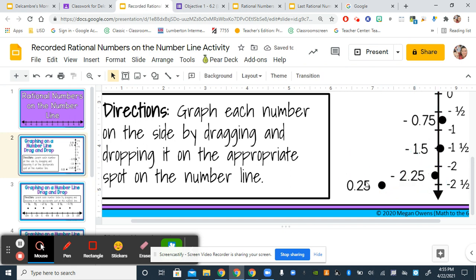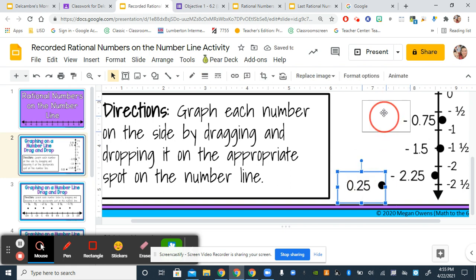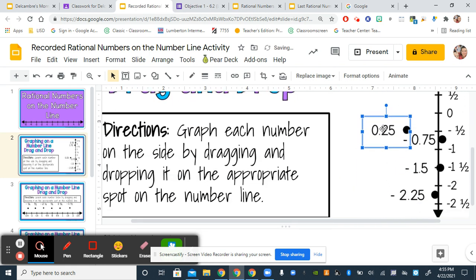Okay, and then .25, that's positive, so it's going to be above 0. And it's going to be under a half, so it's between that half and that 0. Okay.